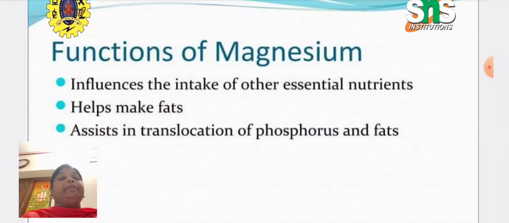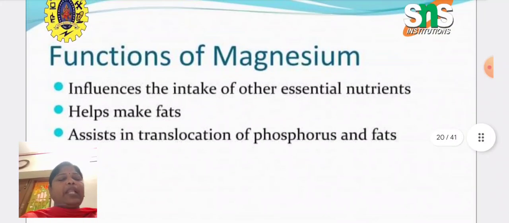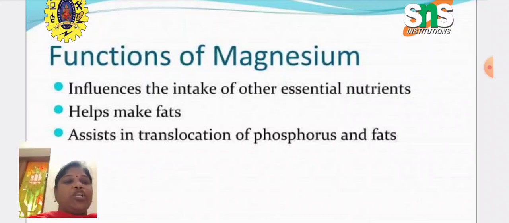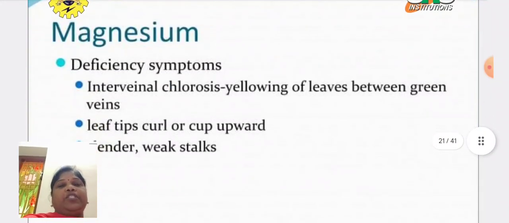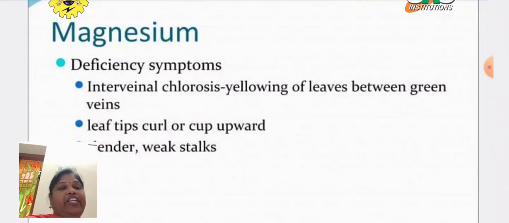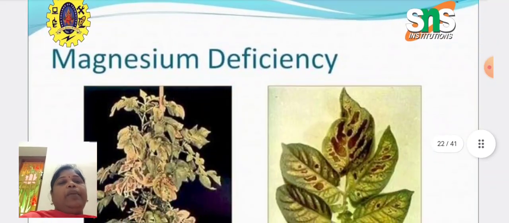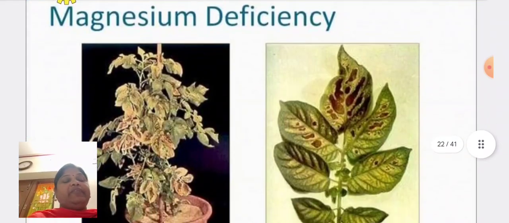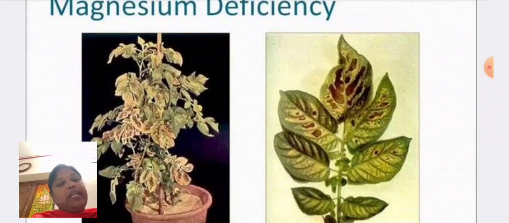Then another element is magnesium. Another secondary element is magnesium. It influences the intake of other essential elements, helps make fats, and also assists the translocation of phosphorus and fats. Magnesium deficiency symptoms are interveinal chlorosis, yellowing of leaves between green veins, leaf tips curl or cup upward, then slender weak stalks. Magnesium deficiency looks like this. See the interveinal chlorosis between the marginal parts; the marginal parts look yellow in color.